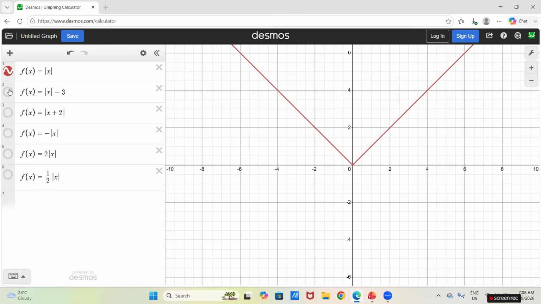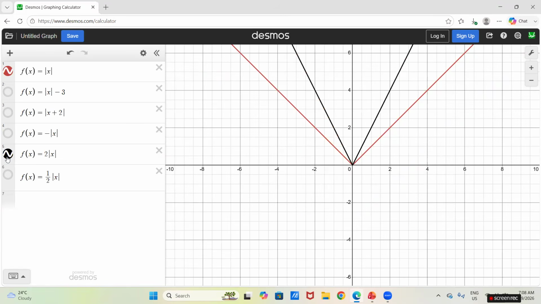Remember this one, -3. This will shift the graph downward. Okay? That's the vertical shift. Let's have the horizontal shift. A +2 would mean, is it left or right? Very good. It is left. Then a -1 will mean a reflection across the x-axis.